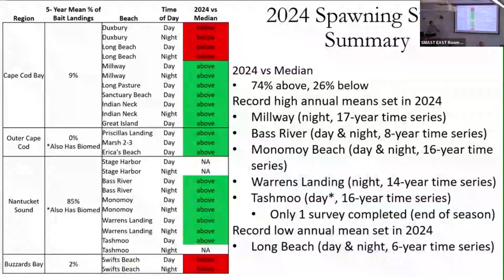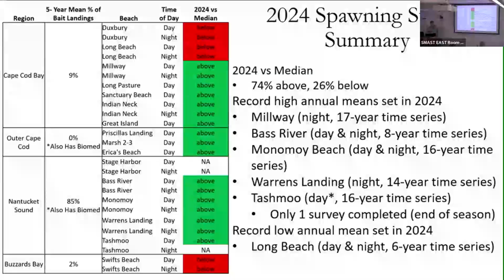You see most of the ones are kind of isolated. The Plymouth Kinks and Duxbury Bay, they're below. And Buzzards Bay, they're also below. These are areas with very little harvest. Areas with more harvest are doing fairly well. So in 2024, 74% of the spots were above the time series median, 26% were below. Record highs were set in 2024 at Millway at nighttime.